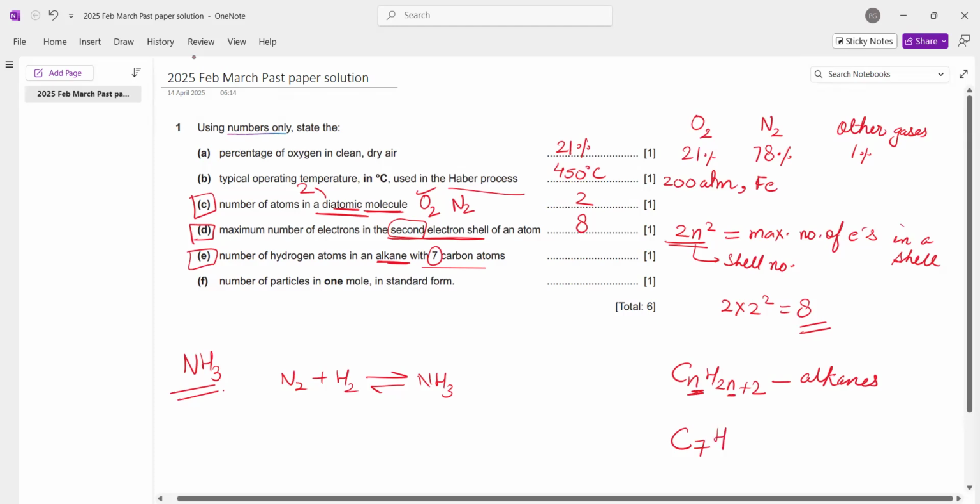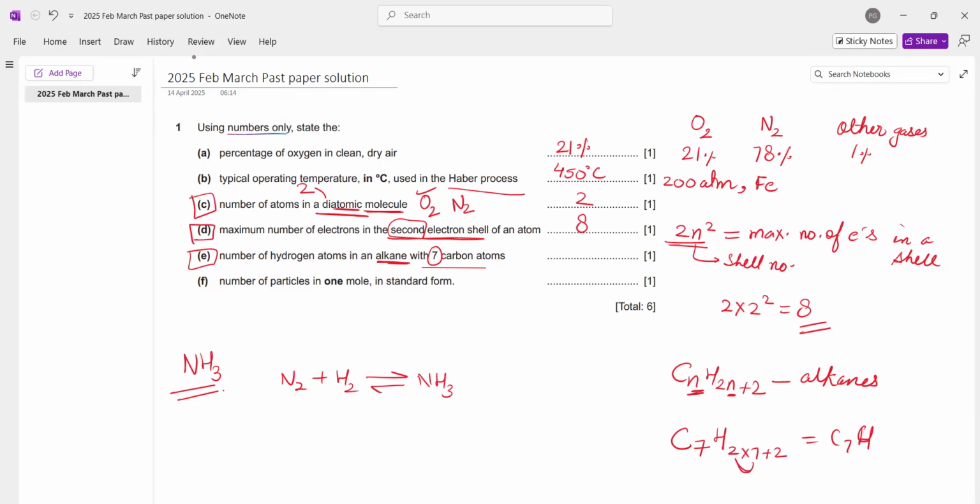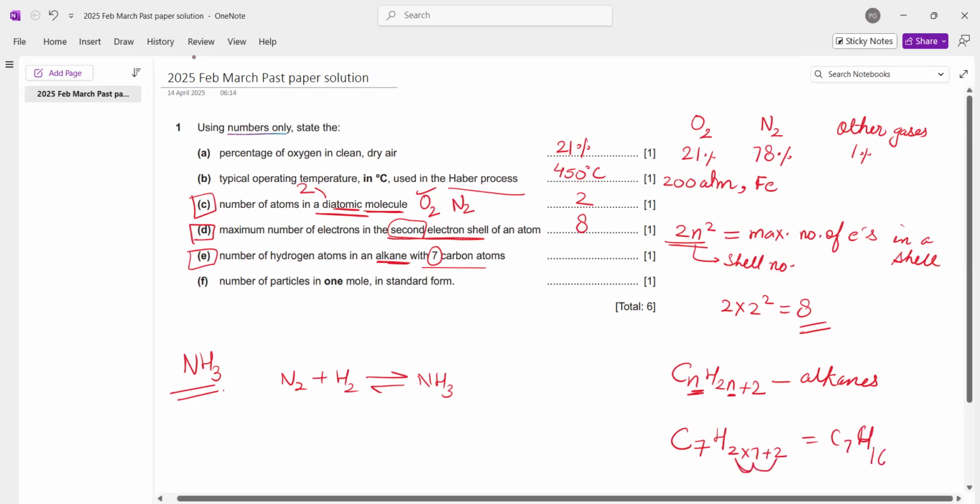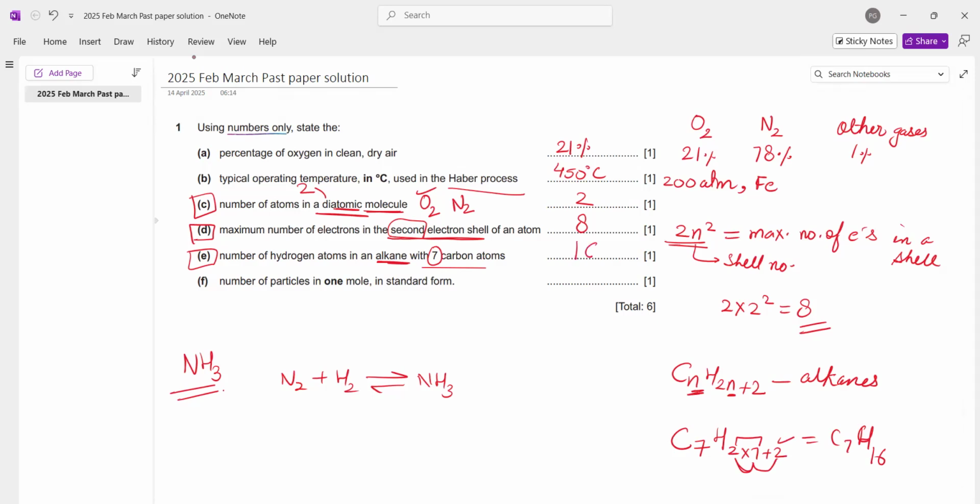Now let's put the value of n as 7 and find out how many hydrogen atoms are there. So this is C7H. 7 times 2 is 14 plus 2 is 16. Please make sure that we multiply first and then add. So it means it has 16 hydrogens if it's an alkane with 7 carbon atoms.